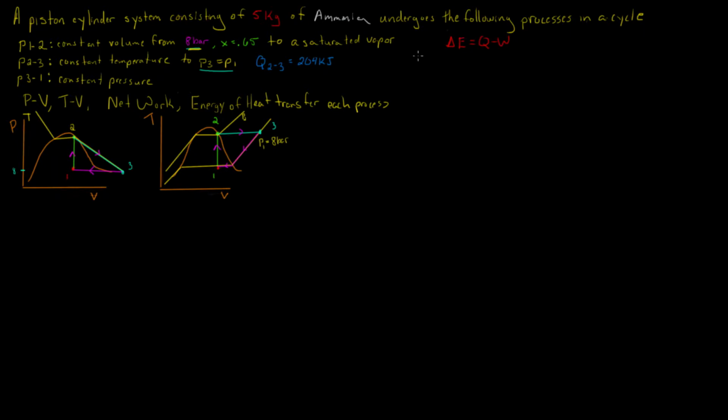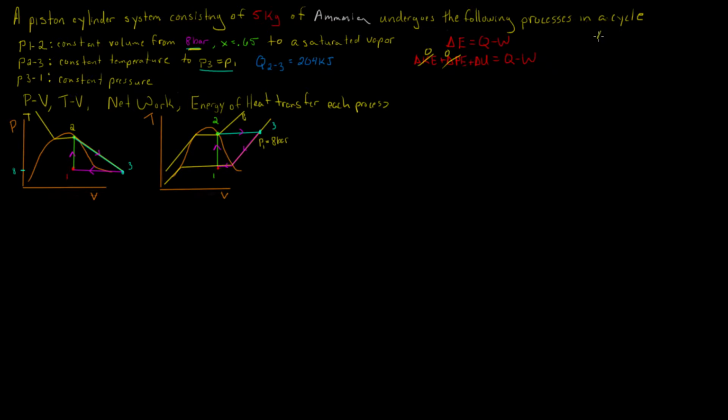We're going to rewrite delta E as the change in kinetic energy plus the change in potential energy plus our change in internal energy, which is equal to Q minus W. Now in our case, the kinetic and potential terms are going to be 0 for this problem, and we're going to have our change in internal energy is equal to the heat minus the work.